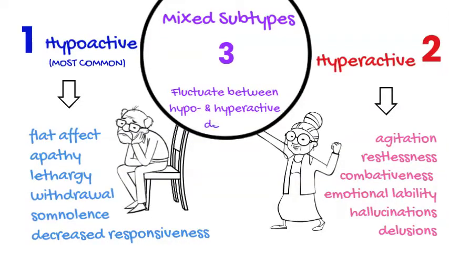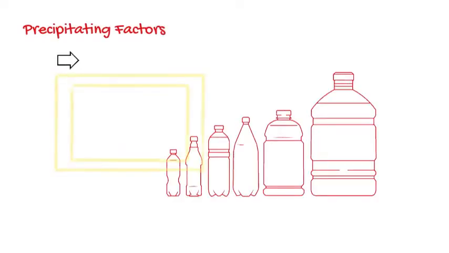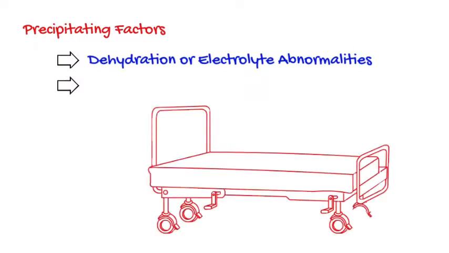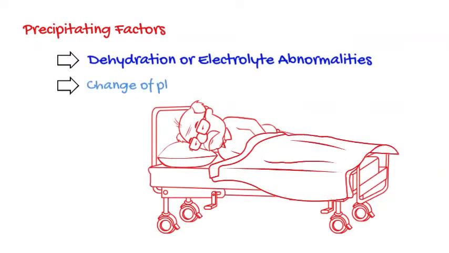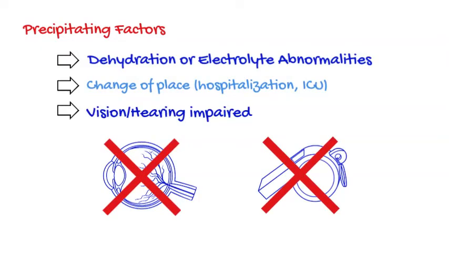So now that we've covered the definitions and the signs and symptoms of the 3 subtypes, it's time to figure out what causes delirium. Delirium is known to be typically multifactorial, and so it has several precipitating factors, like dehydration or electrolyte abnormalities, including volume overload or a changed pH. Changing the setting of an individual that they're most familiar to, such as being admitted to the hospital or ICU setting, can also be a factor, as well as having glasses or a hearing aid that aren't being used.